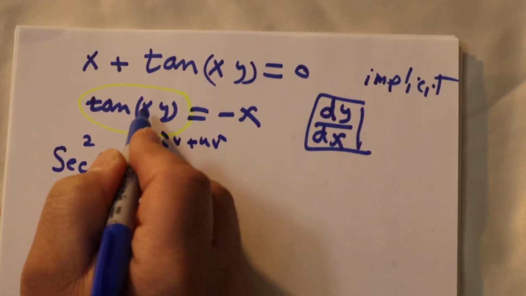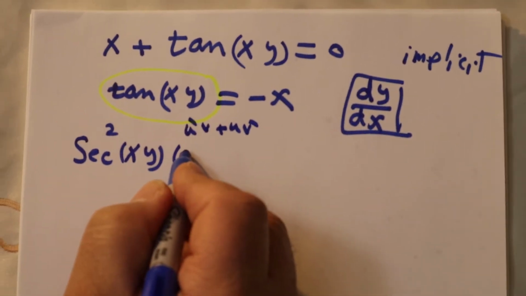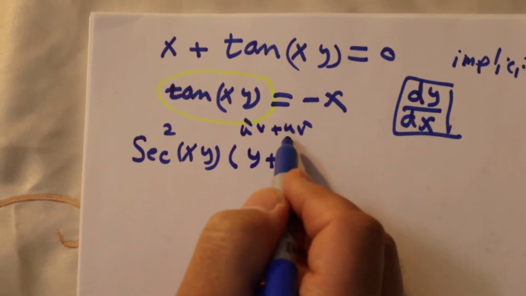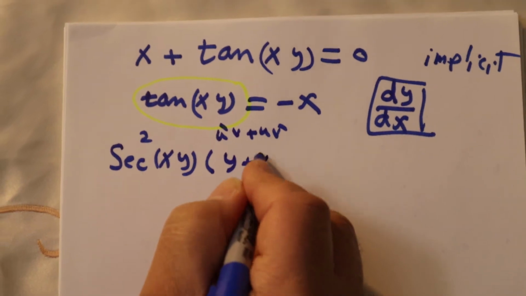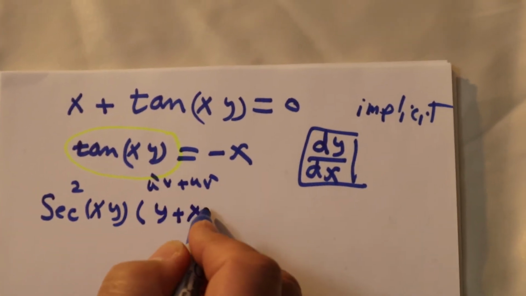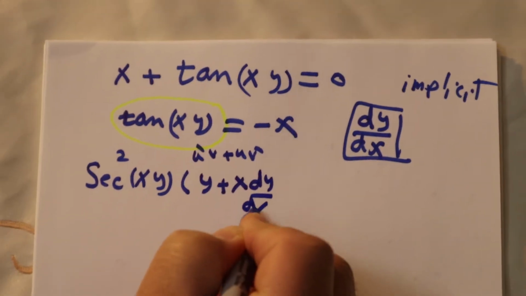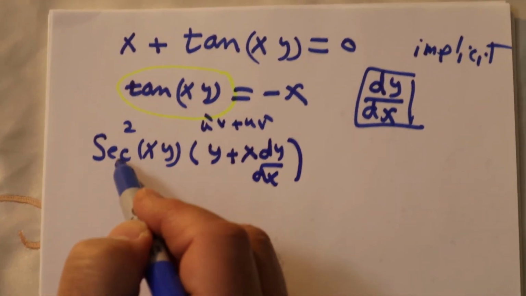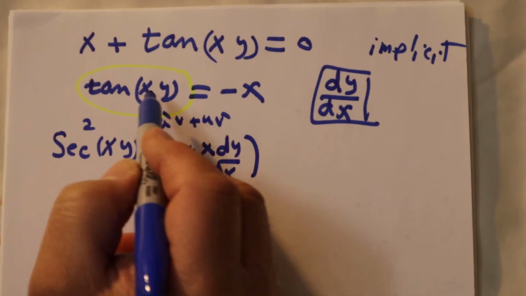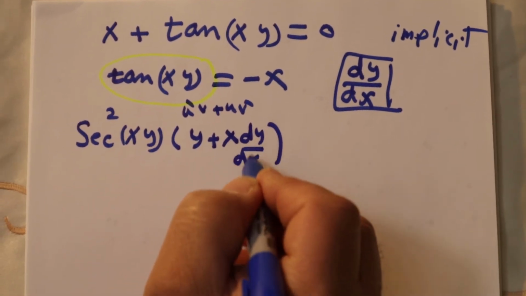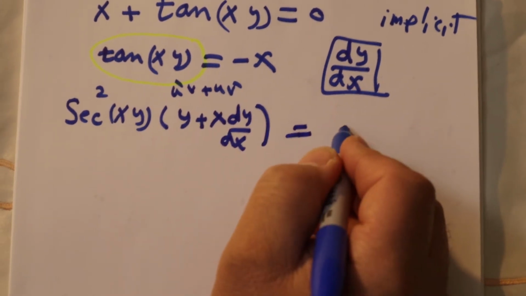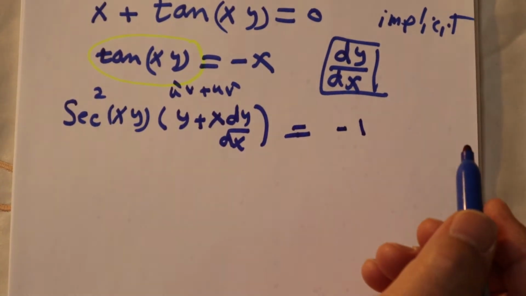So it will be the derivative of x, which is 1, times y, it's y, plus u, which is x, times the derivative of v, which is dy over dx. That's the derivative of the inside. So the derivative of tangent will be secant square times the derivative inside, which is y plus x dy over dx, equals the derivative of negative x, which is negative 1.